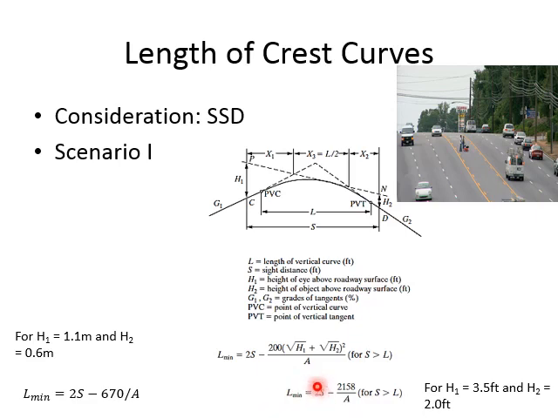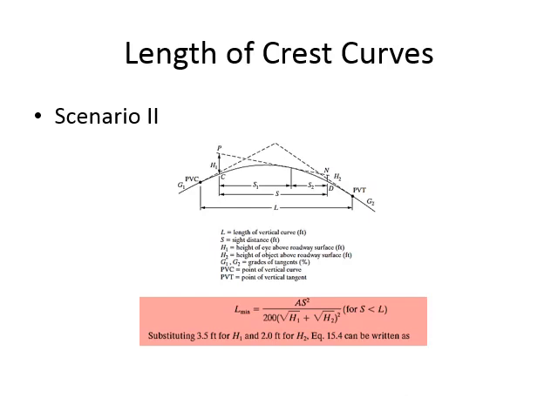Okay, similarly, instead of using H1 and H2 in feet, you can use them in meters as well. So instead of this equation you can use this equation. This equation is to find out the length of the curve in meters. Then we have the other scenario where your required sight distance is less than the length of the curve. So if I decide on the curve that I have to stop, I can stop before crossing the whole curve. So in that case the equation for the minimum length of the curve is this.